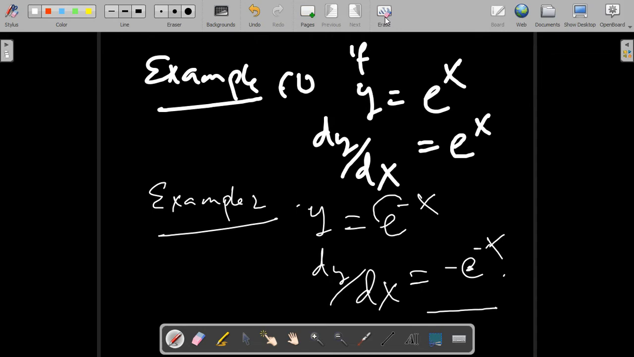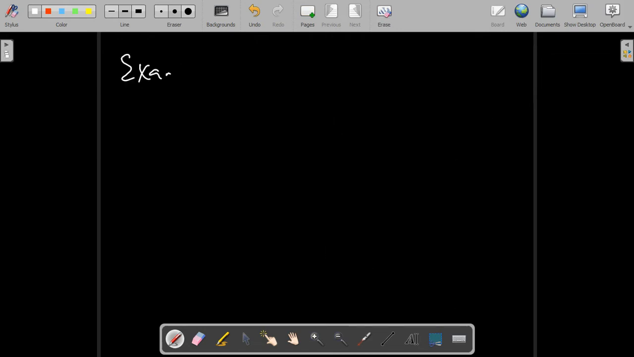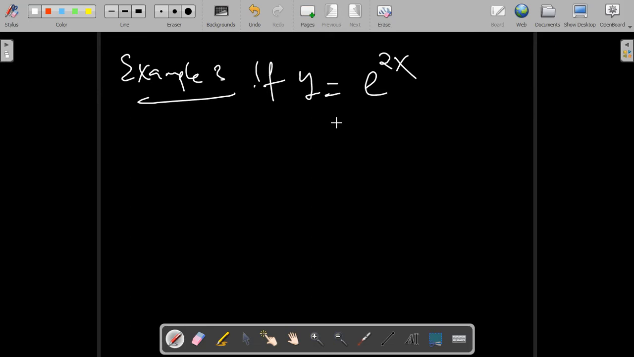Now, example number 3. If y is equal to e raised to the power of 2x, then the derivative dy over dx will be equal to 2 times e raised to the power of 2x. The exponential e raised to the power of 2x remains the same. This will be the answer.